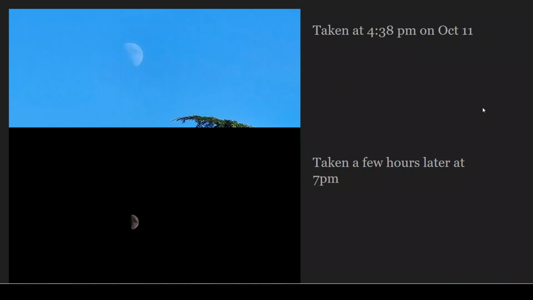These two are taken 6 days before the full moon. As you can see by the date, these were taken October 11th. This one at 4:38 p.m. where the sun was still up. And this one taken a few hours later at 7 p.m. At 7 p.m. it was not fully dark. This is a Pro mode picture.